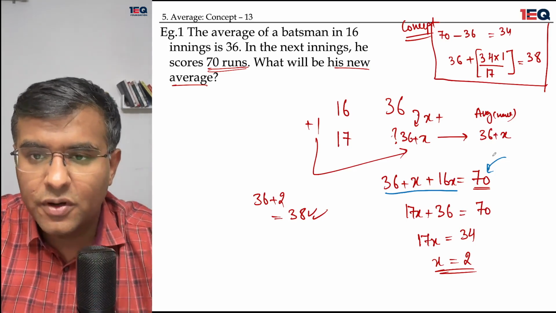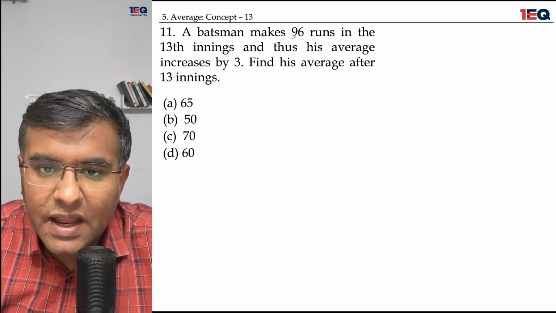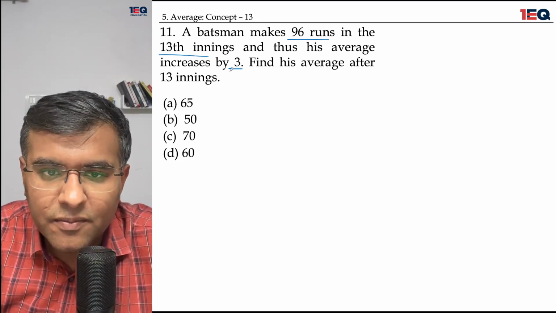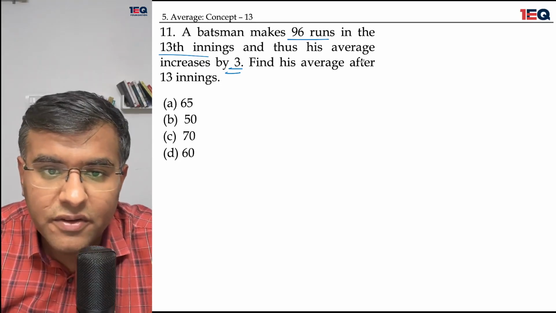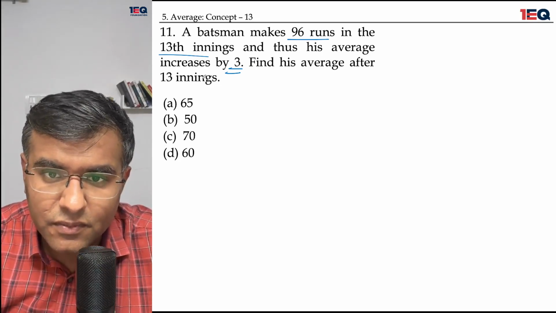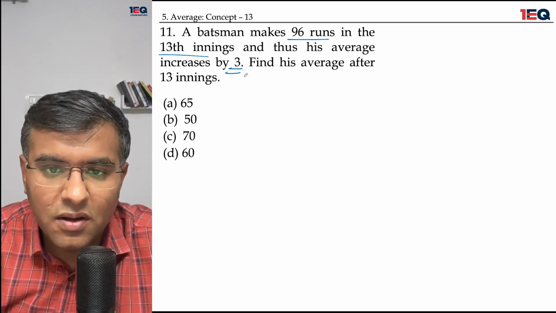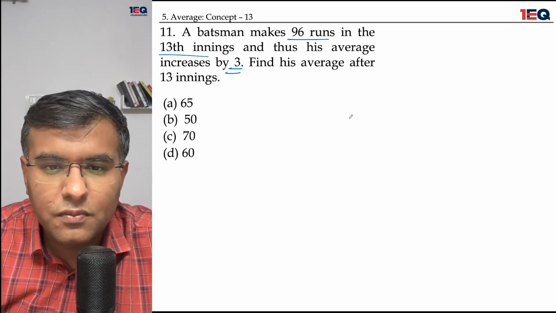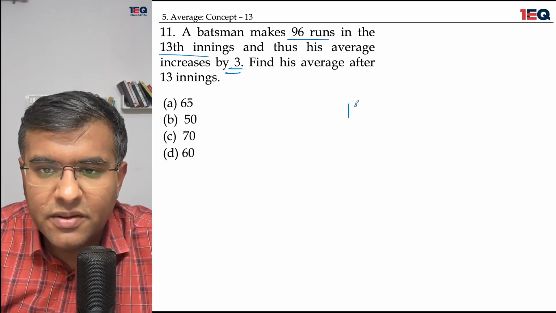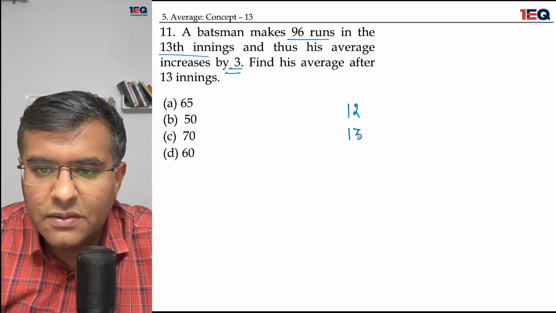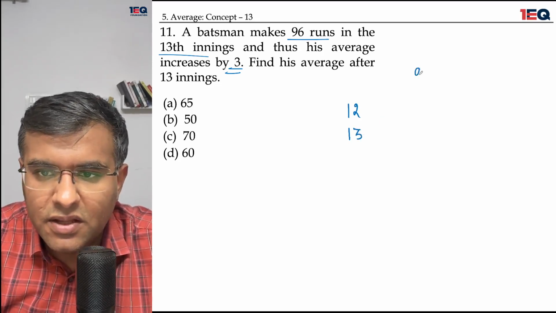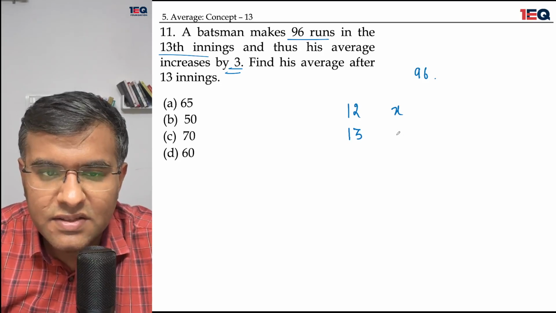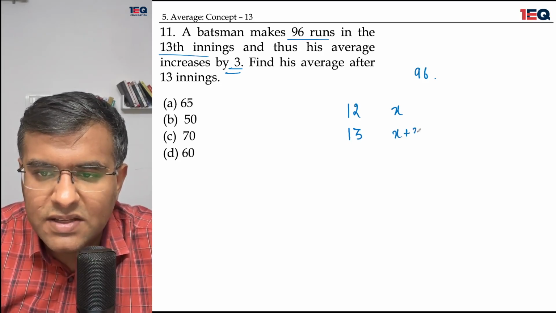Got it? Moving on. A batsman makes 96 runs in the 13th innings, and thus his average increased by 3. Find his average after the 13th innings. Got it? So there were 12 innings already played. There was a 13th inning that was played. The runs made in the 13th innings were 98. The average was X before, and his new average came out to be X plus 3.